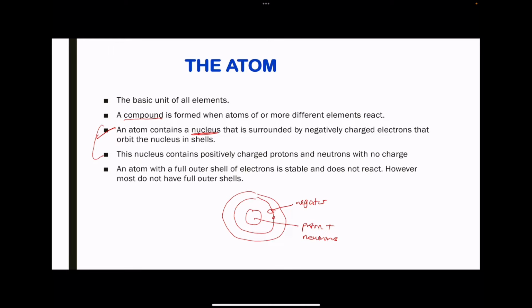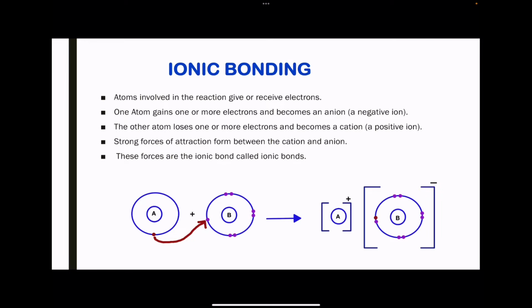You need to also know that an atom with a full outer shell of electrons is stable and does not react. However, most of these atoms do not have full outer shells, so they end up participating in reactions. In ionic bonding, the atoms involved in this reaction give or receive electrons. One atom gains one or more electrons and becomes an anion, which we call the negative ion. The other atom loses one or more electrons and becomes a cation, which is the positive ion. The forces of attraction that form between the cation and the anion are what we call the ionic bond.